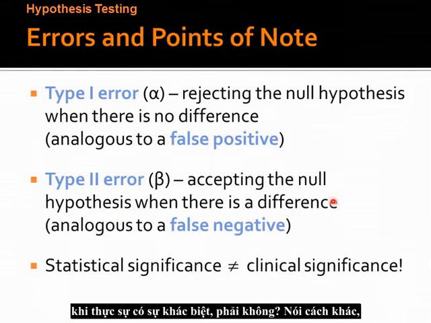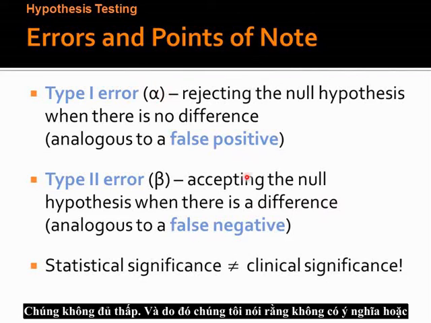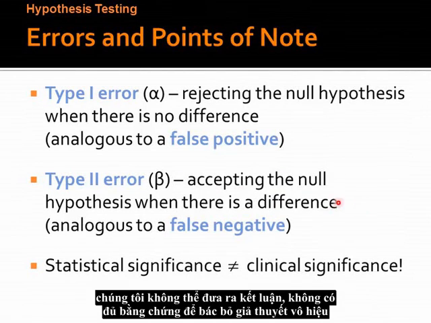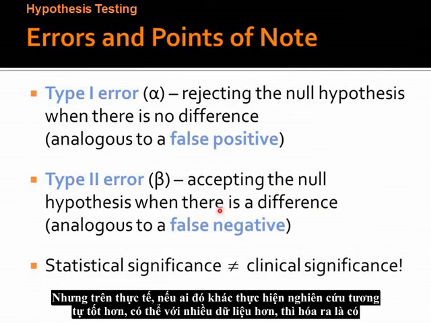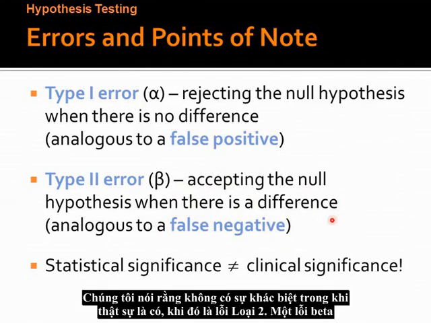So we carried out the study and calculated a p-value, but because of our alpha, it wasn't low enough, and therefore we say there's not enough evidence to reject the null hypothesis. But if someone else were to carry out the same study better, maybe with more data, it might turn out that yes, there is a difference. So in this case, we had a false negative. We say there's no difference when actually there is, and that would be a type 2 error, a beta error.